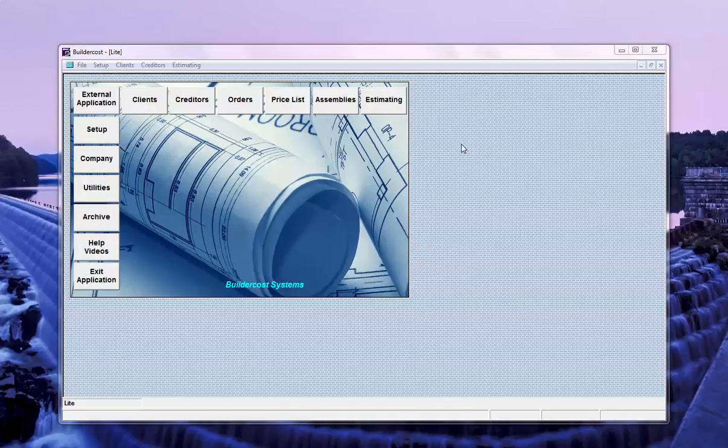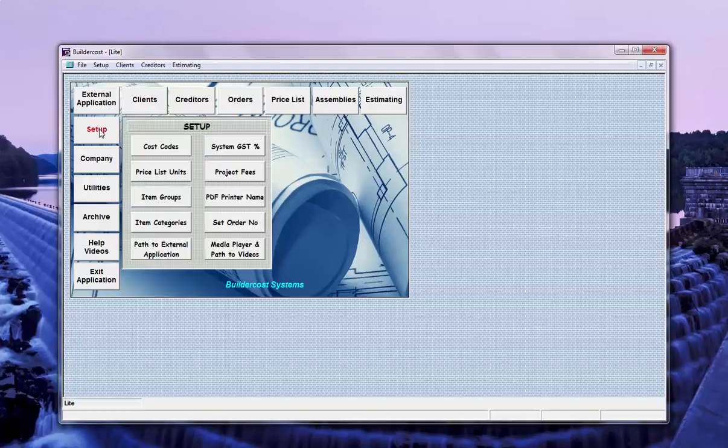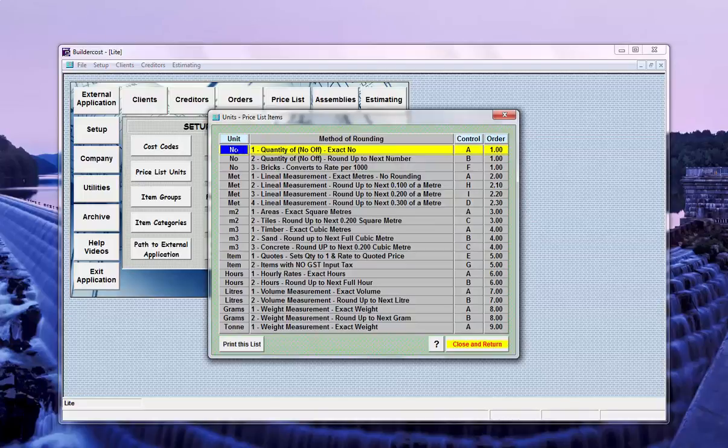With this presentation, I'll give an overview of price list units of measurement and the significance of them with regards to estimating. If we go to settings or setup, price list units, you'll see a bunch of units here.